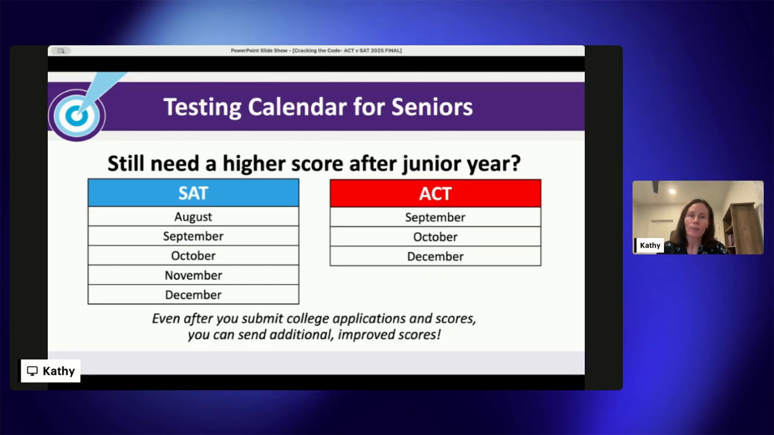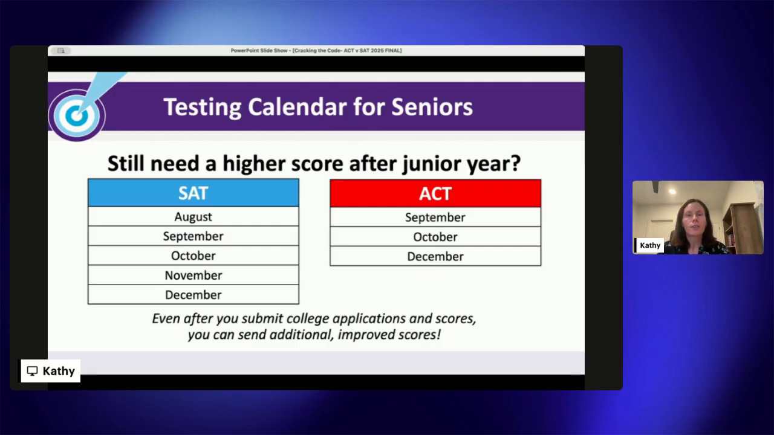This can hopefully help you map out a good testing calendar. I recommend not starting your SAT or ACT in senior year and trying to get that testing done, especially since we know it's a busy fall with senior stuff and also college applications. It's always a good idea to get that testing done sooner rather than later, but certainly you do have additional options.